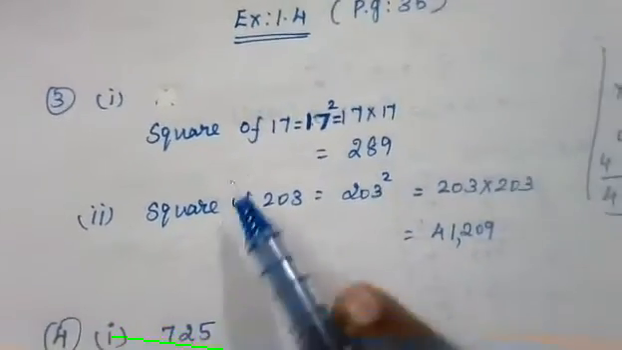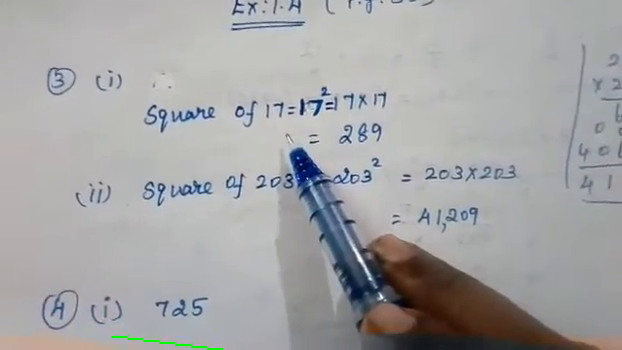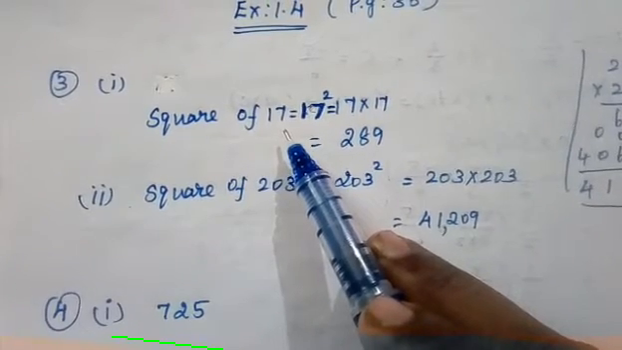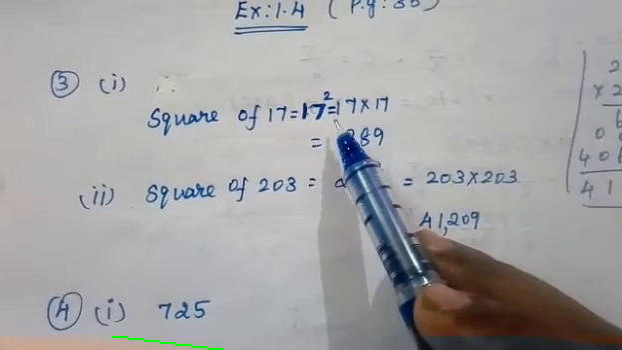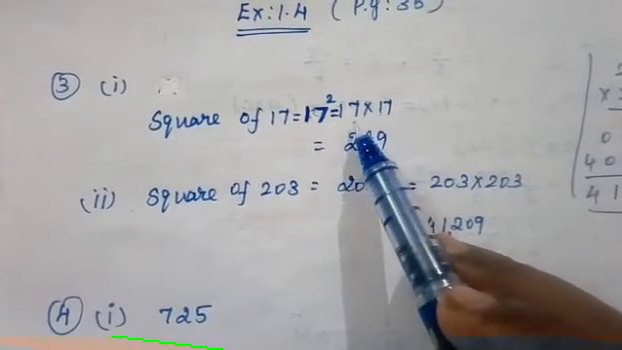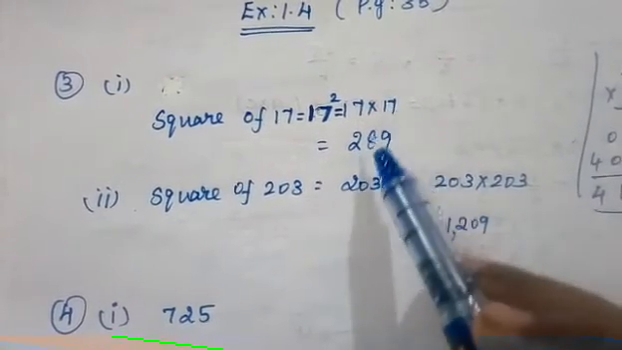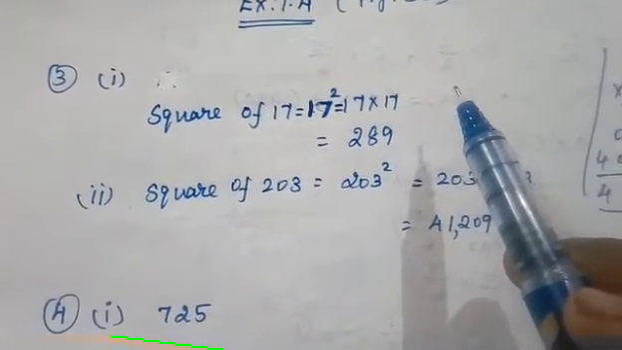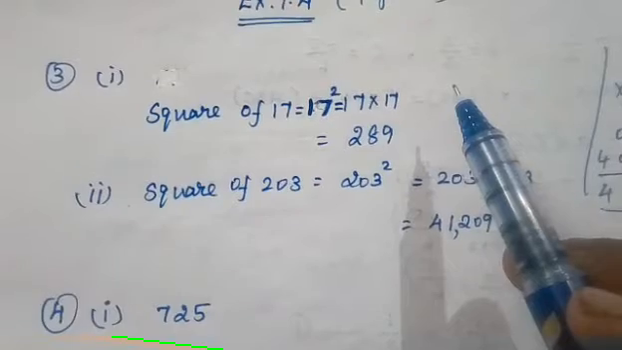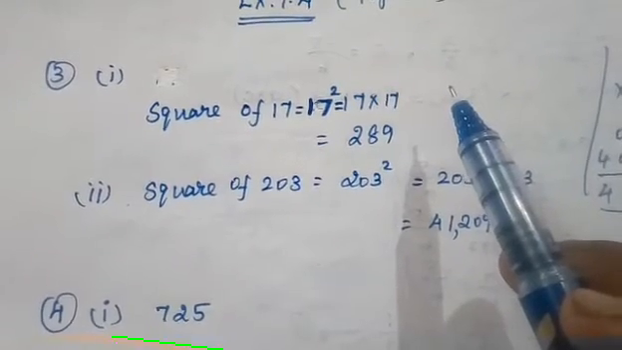The first problem, square of 17. Square of 17 means, what I said, the number multiplied by itself. The square of 17 is written as 17 square. So that is equal to 17 into 17, that is 289. Otherwise, if you do not know about the square number formula, you have to do a normal multiplication.